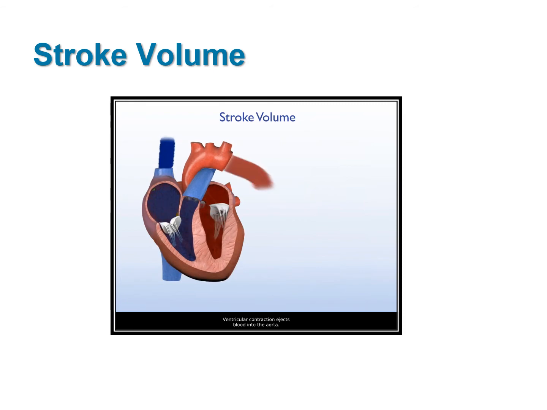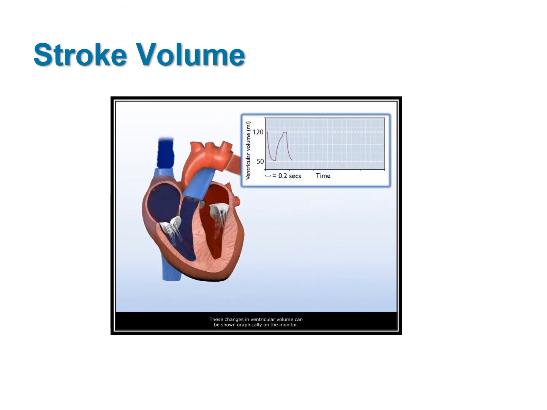Ventricular contraction ejects blood into the aorta. The amount of blood remaining in the ventricle after contraction is the end systolic volume, or ESV, shown here as 50 milliliters. Stroke volume, the amount of blood ejected during contraction, is the difference between EDV and ESV. In this case, stroke volume is 70 milliliters.